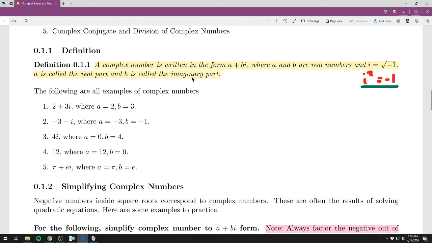You don't really have to memorize or know these definitions, but you might hear me refer to the real part and the imaginary part. The real part is just the part that's not being multiplied by i. So in this first example, the real part is 2. 3 is the imaginary part, the part that's being multiplied by i. So in this first one, 2 plus 3i, the real part a is 2, the imaginary part b is 3.